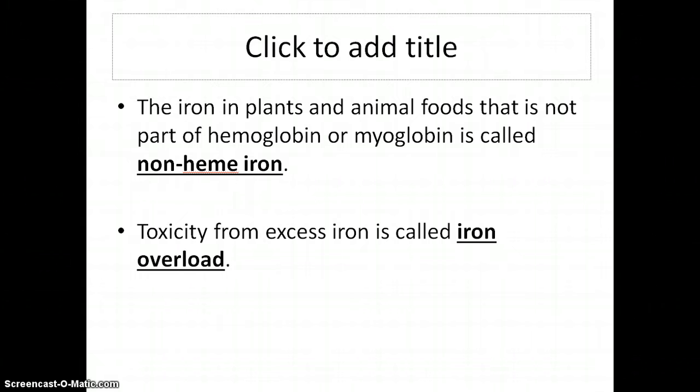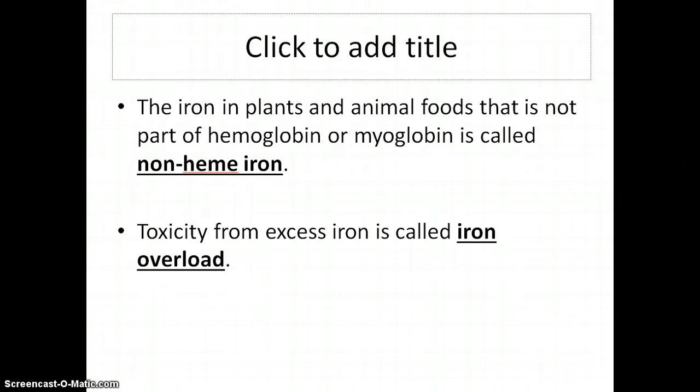When we start looking at your vegetarian that doesn't eat animal products, we know that they have a limited amount of iron in their diet because the iron in plants is somewhat limited.